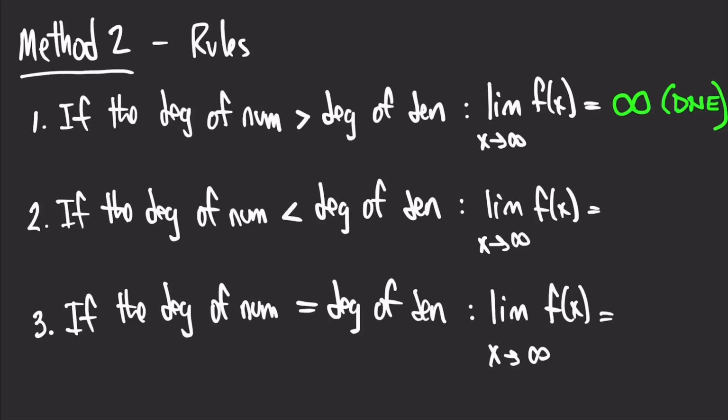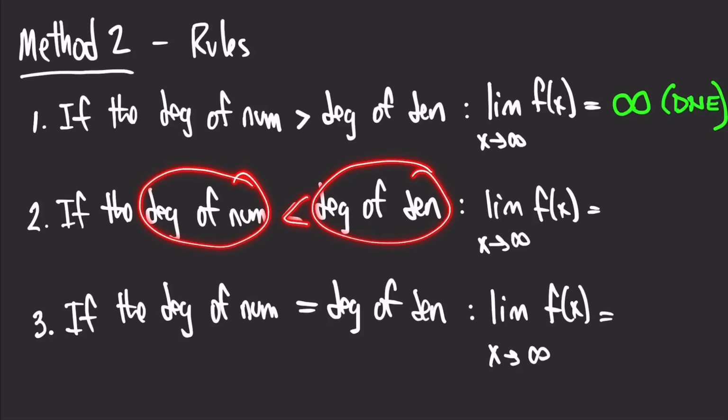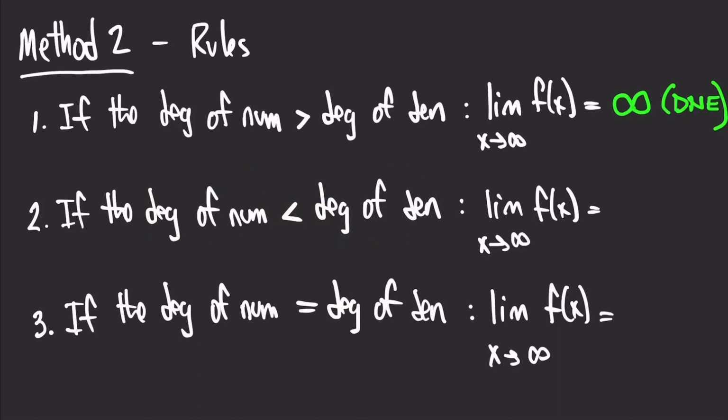If the degree of the numerator is less than the degree of the denominator, so the degree of the denominator is greater, then that limit as x approaches infinity of f of x is going to be 0. And the third scenario is if the degree of the numerator equals the degree of the denominator, the limit of that function as x approaches infinity is simply the ratio of the leading coefficients.